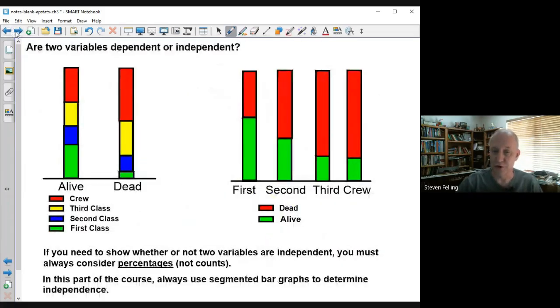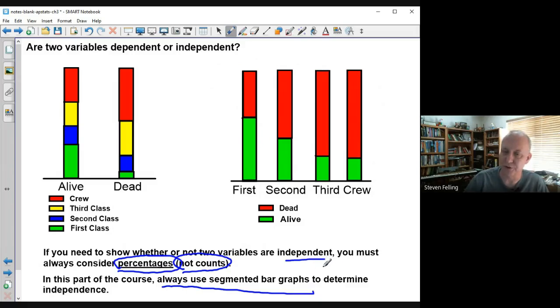All right, one more thing. If you need to show whether two variables are independent, you have to always consider percentages. It's never okay to consider counts, okay? And the reason for that is because, like in the case of the Titanic, there's a lot more people who were dead than alive. So if I just compared the dead numbers to the alive numbers, the dead numbers would always be higher, probably substantially higher. You have to compare percentages. That way you're comparing apples to apples, okay? And so in our course, anytime you're asked about independence, we always want you to use a segmented bar graph, because that forces you to use percentages. And that way you'll get the right answer, okay?